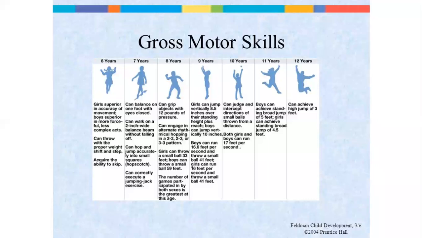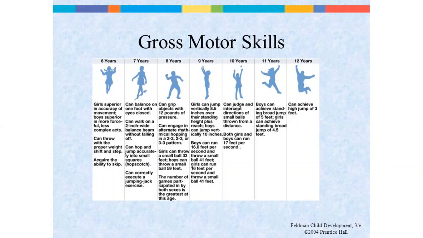So a couple of things, this comes directly from the lesson before this assignment. And as you can see, it talks about gross motor skills. And it starts at age 6 and goes to age 12. And it just kind of talks about some of those gross motor skills of things that they're able to do at the certain age. So you can see at age 7, they should be able to balance on one foot with their eyes closed. Should be able to walk on a balance beam without falling off. Should be able to hop and jump accurately into a small square like hopscotch, and they can do a jumping jack.